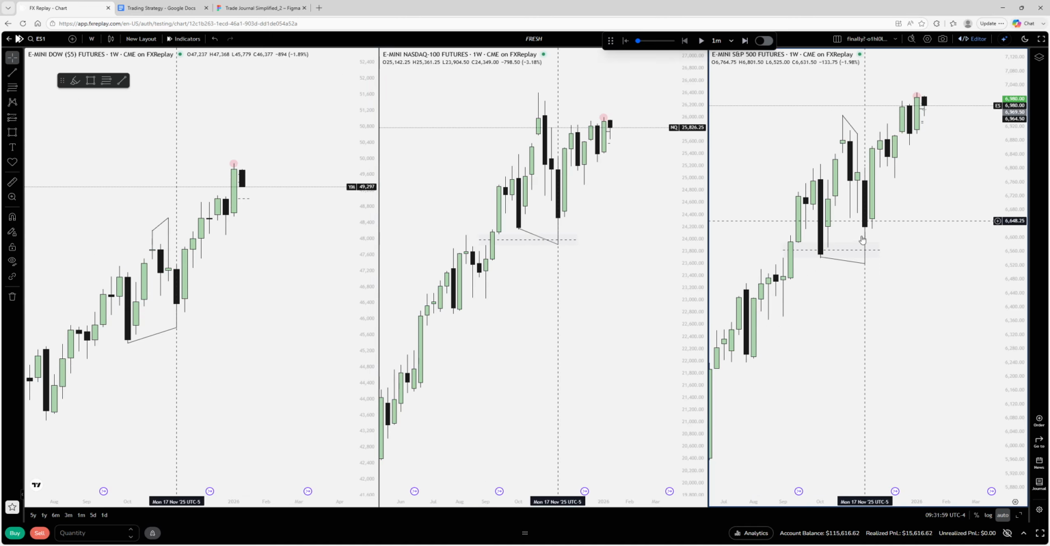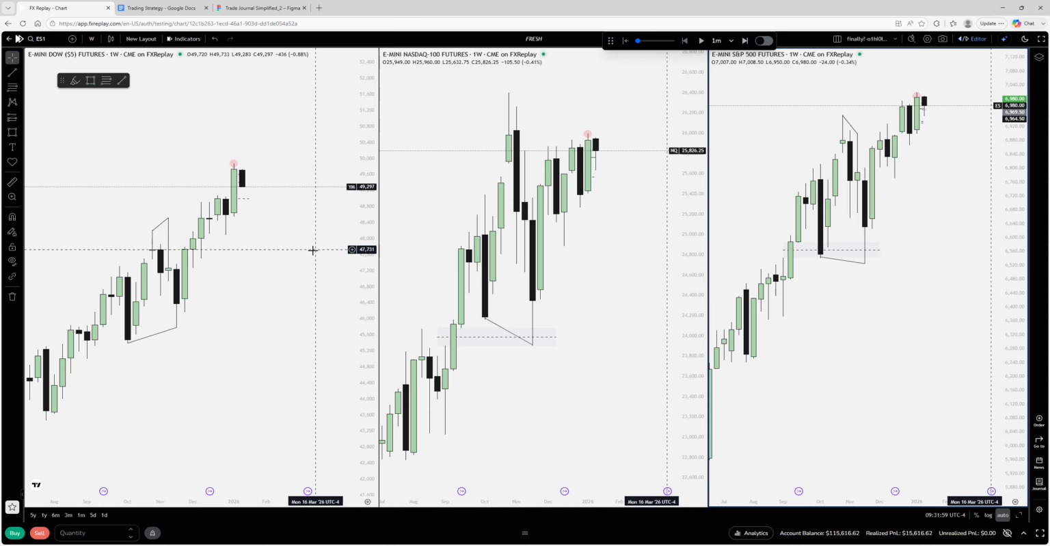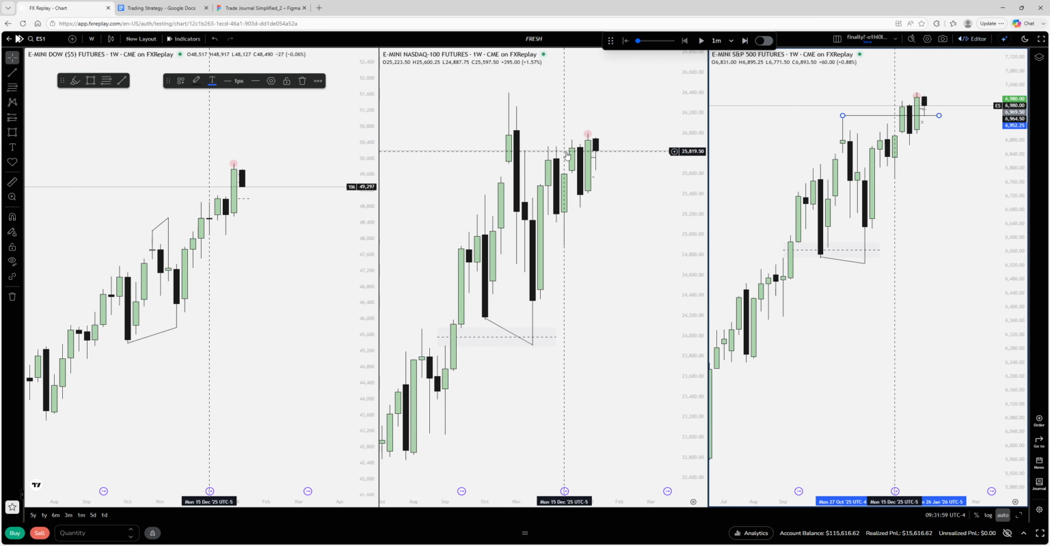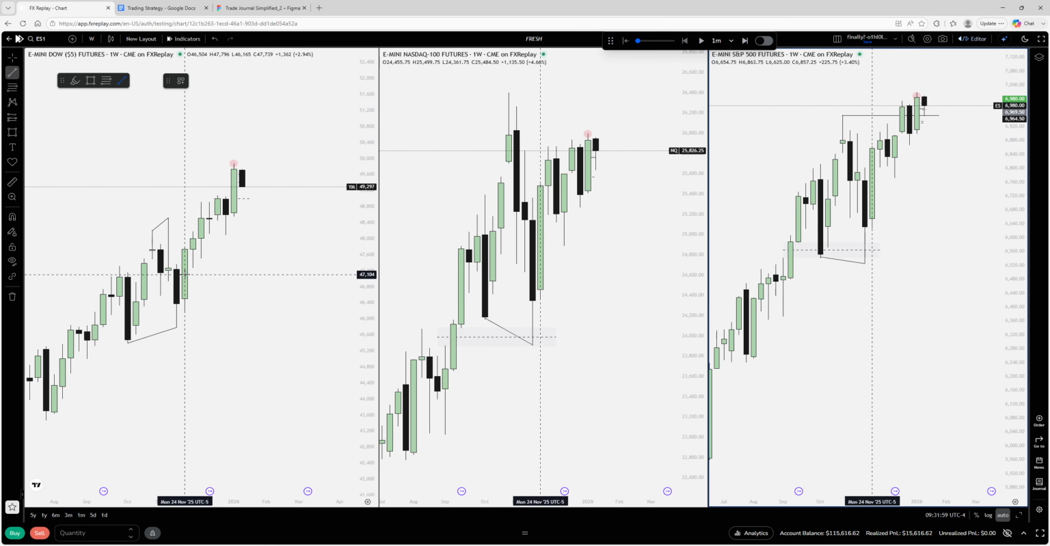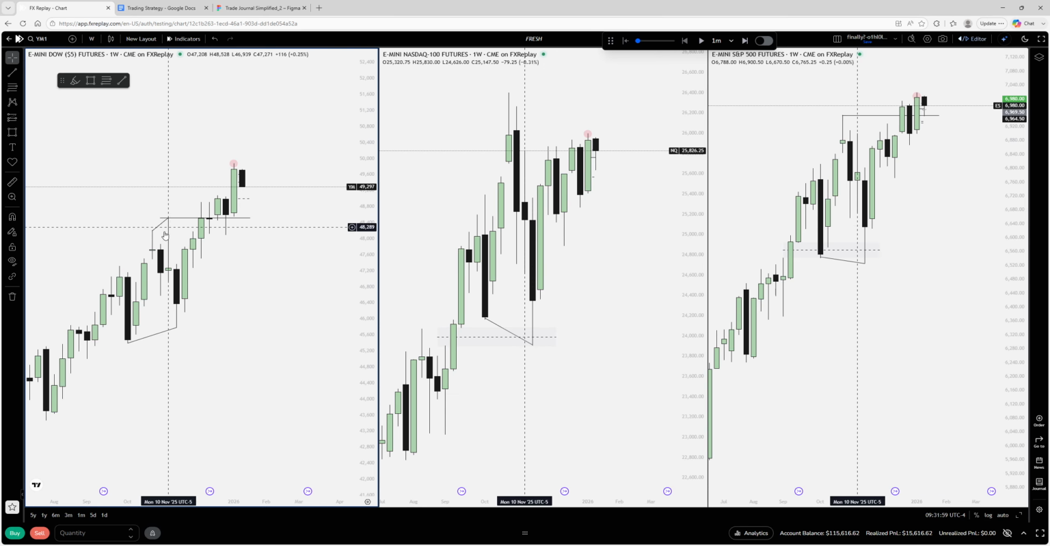And then we reversed from here, expansion away, validates this as a protected low, right? And then where could we look to target after that? Well, we're going to target back up here, right? And this same high, we were going to target here, right? So this would be our external range liquidity target.